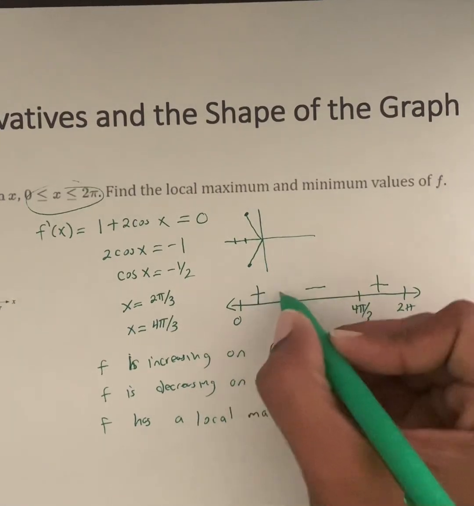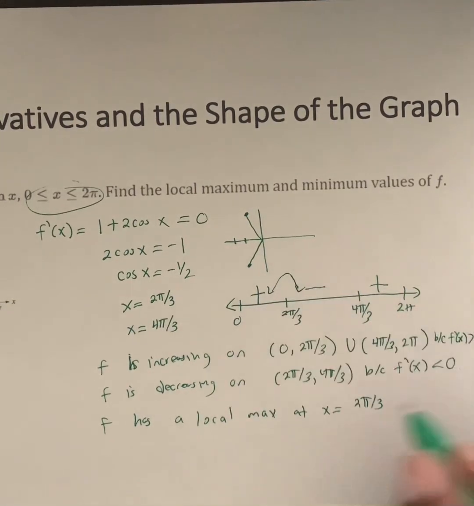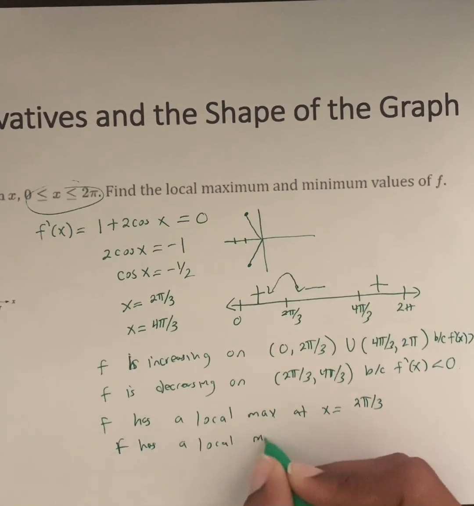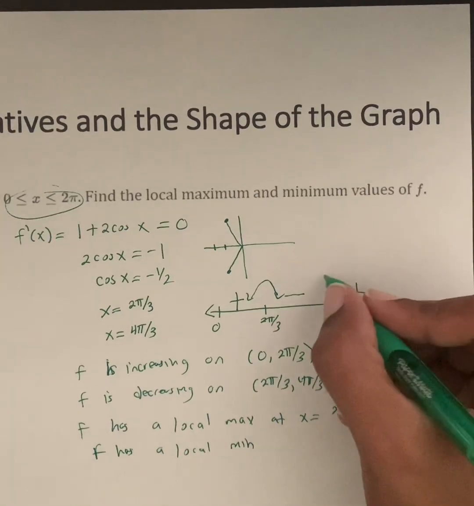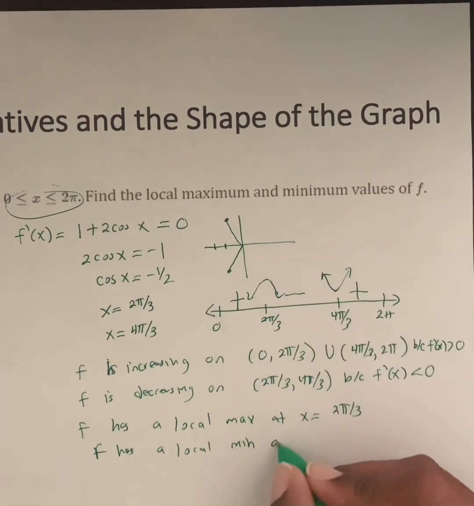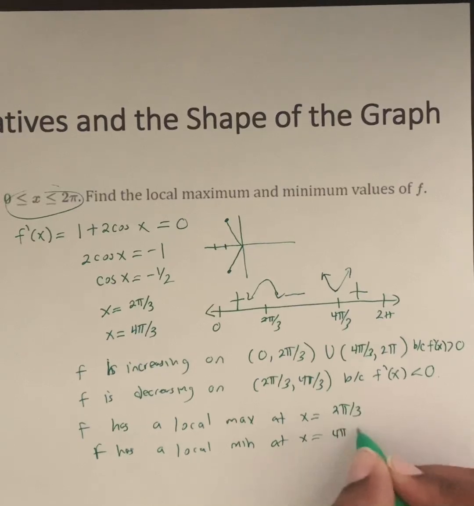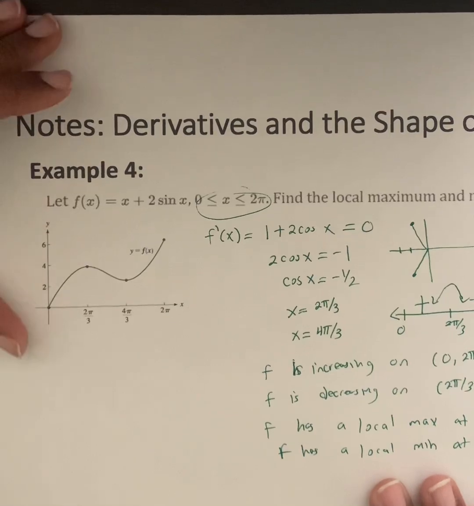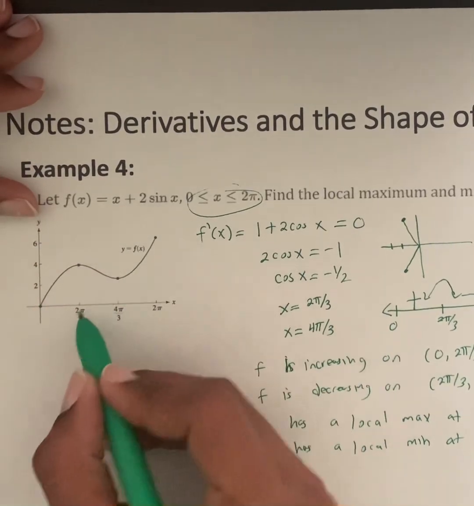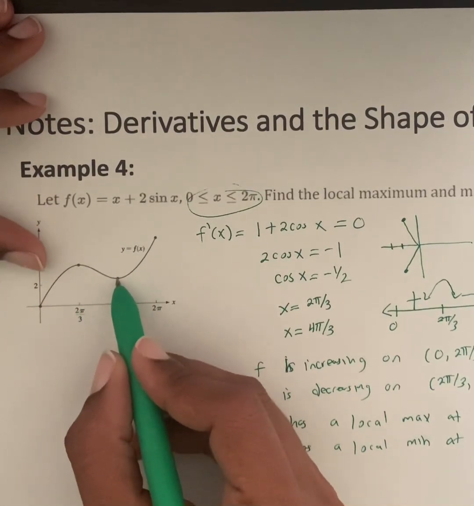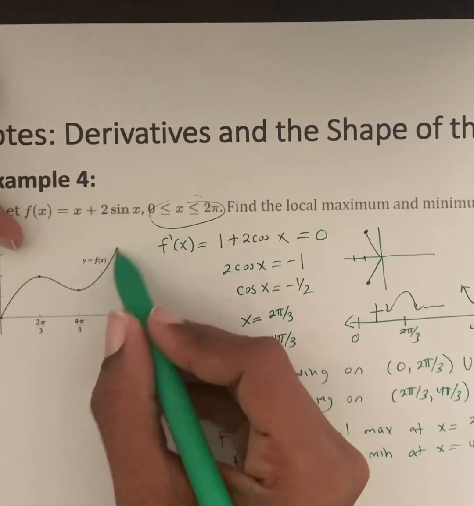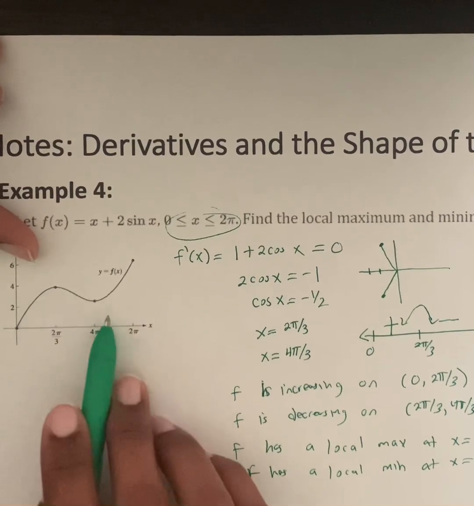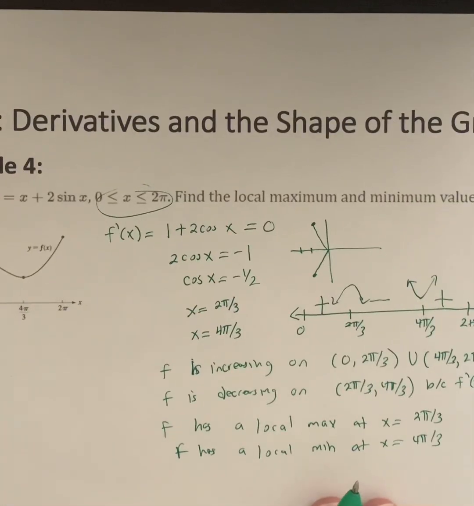So right here it goes up and then down, and f has a local minimum here, we go down then up, at x equals 4 pi over 3. Now, looking back at the graph, we can see that that's reasonable. We increase until 2 pi over 3, and then we decrease until 4 pi over 3, and then we increase again. Local maximum here at 2 pi over 3, and a local minimum at 4 pi over 3.